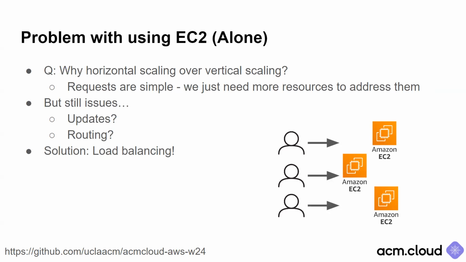And then for routing, under this model, we would have to have an individual IP address for each EC2 instance. So ideally, we can have all the users access one URL, and then it would automatically route them to the correct IP address, depending on either the location or any of the other load balancing methods Daniel mentioned.